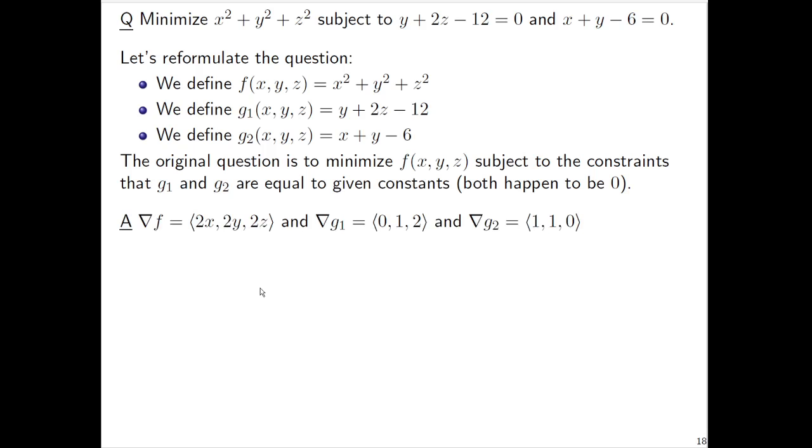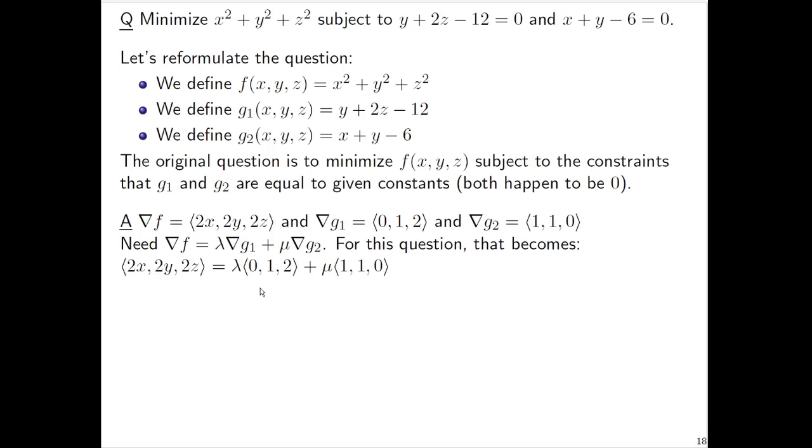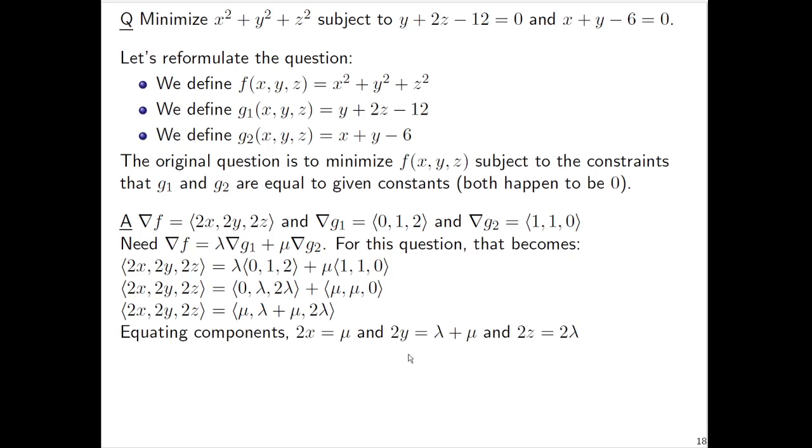So we'll compute gradients, and then we'll set up gradient of f equals lambda gradient of g1 plus mu gradient of g2. And in our case, this looks like this: 2x, 2y, 2z equals lambda times (0, 1, 2) plus mu times (1, 1, 0). If we do the scalar multiplication of lambda and of mu and add the vectors on the right side, then we set components equal: 2x equals mu, the middle component 2y equals lambda plus mu, and the last component 2z equals 2 lambda.